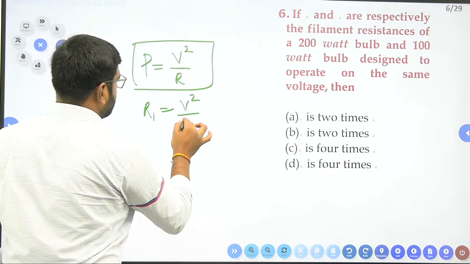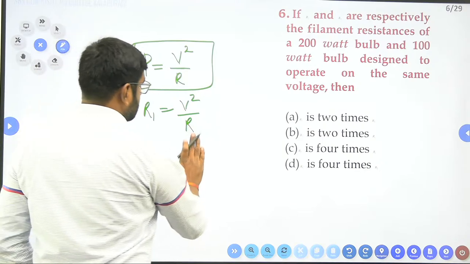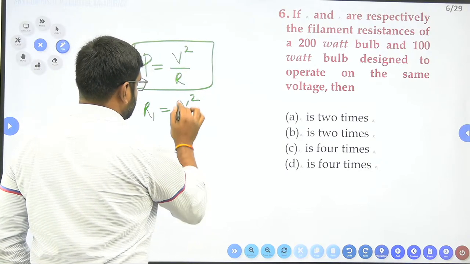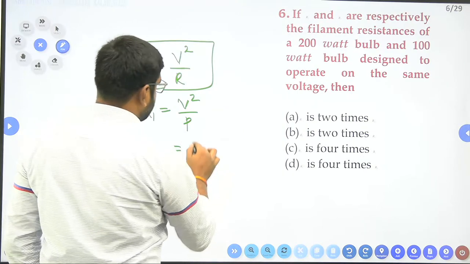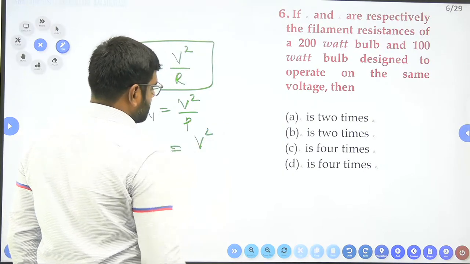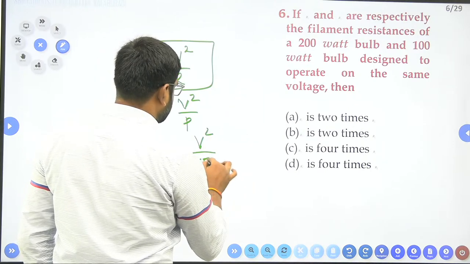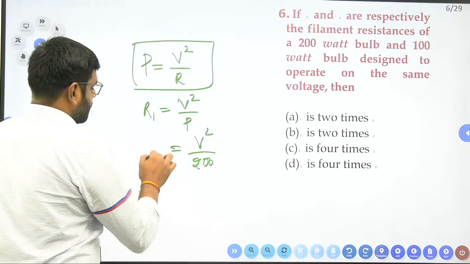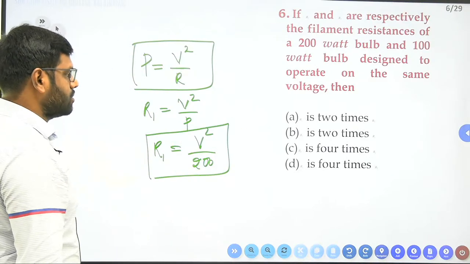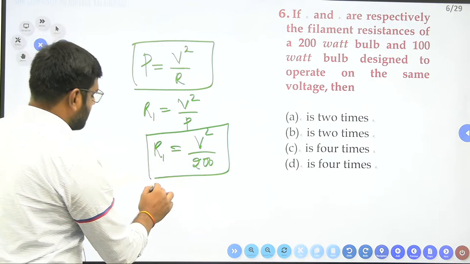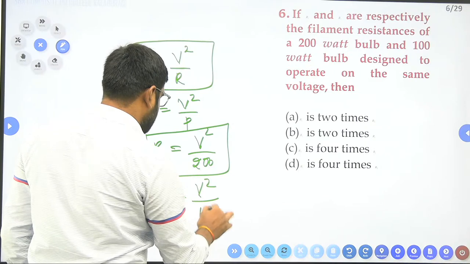R1 is equal to V square divided by P. Remember, you have to take the rated value. So V square as it is, divided by 200 watt. R1 is V square by 200. Similarly, R2 is equal to V square divided by 100.